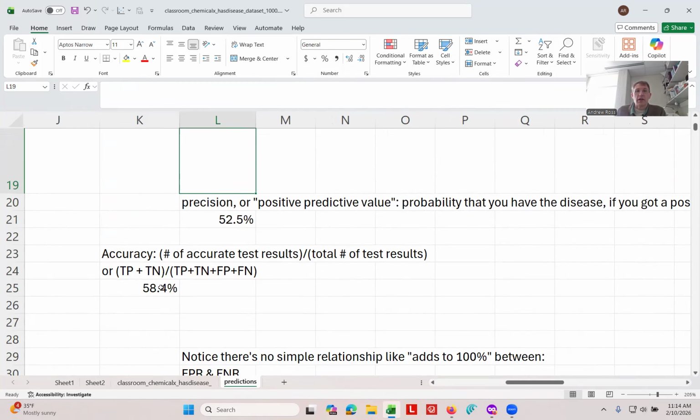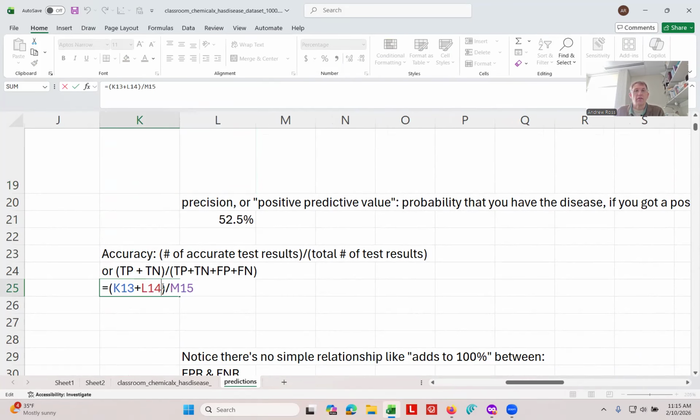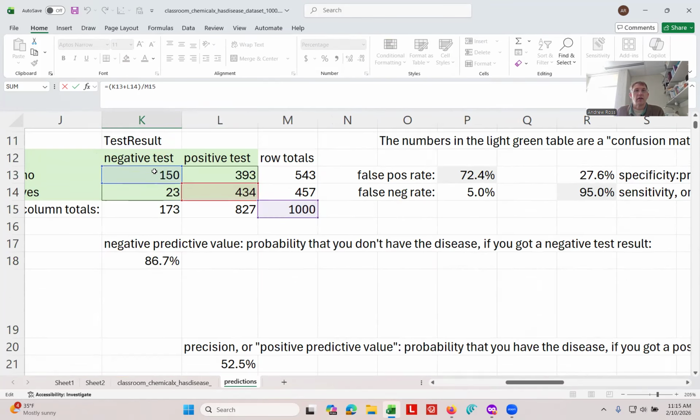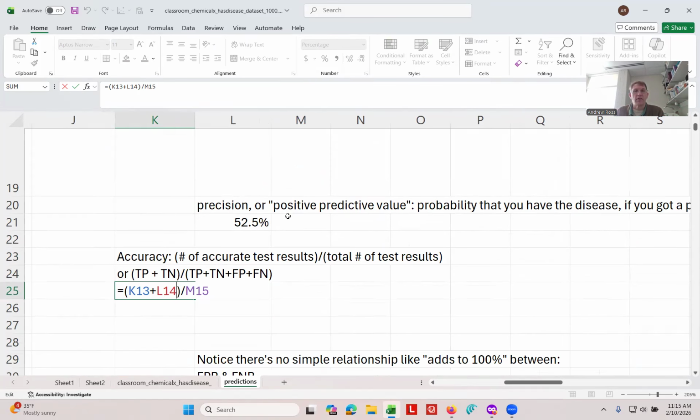We can compute the accuracy, like how many tests were actually accurate, divided by how many total tests we gave, which is true positives plus true negatives over all the combinations of true and false, positive and negative. And for this data table, that is the true positives and true negatives divided by the total number of tests. So it's 58% or so.